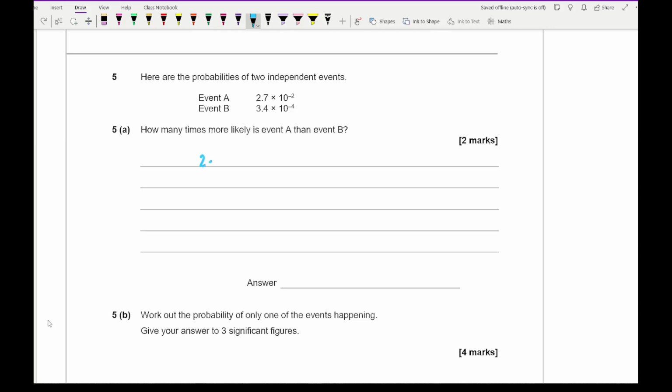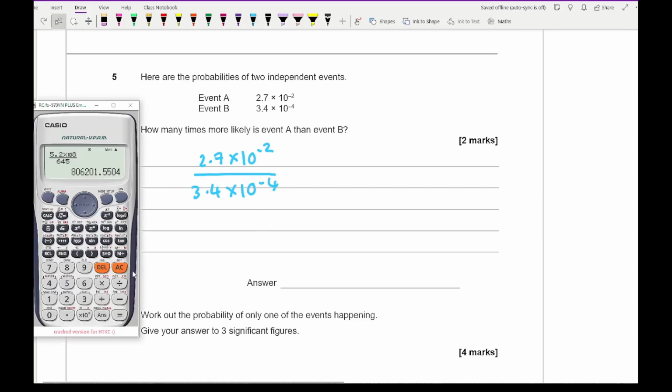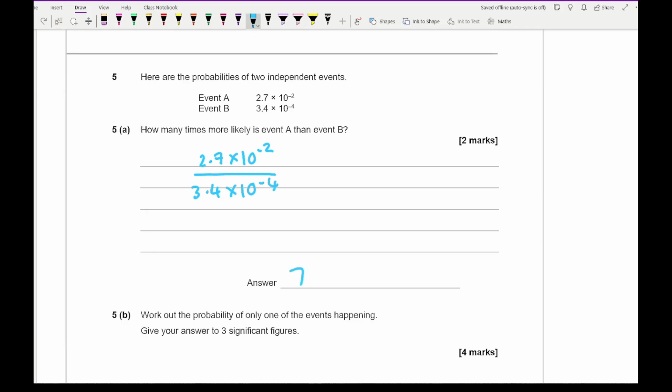So here we've got 2.7 times 10 to the power minus 2 over 3.4 times 10 to the power minus 4. Again, if I reach for my calculator and enter that in, so 2.7 times 10 to the power of minus 2 and then 3.4 times 10 to the power of minus 4, press equals, and it gives me an answer of around 79.4. So I would say roughly 79 or maybe 80 times more, depending on how you want to work it.